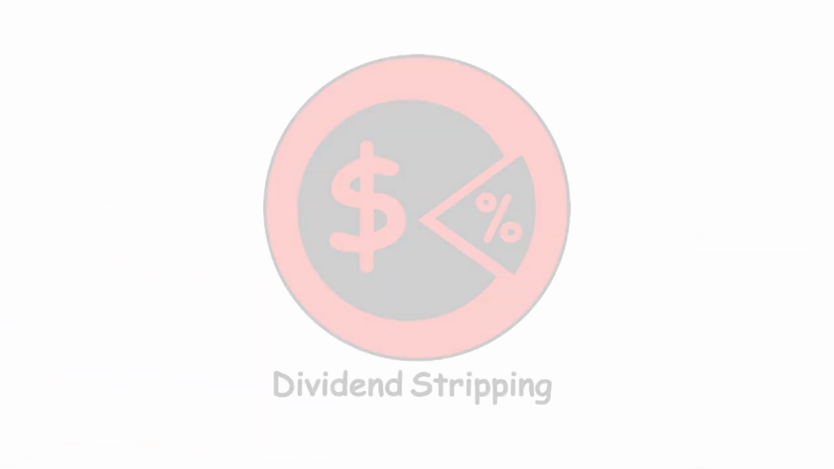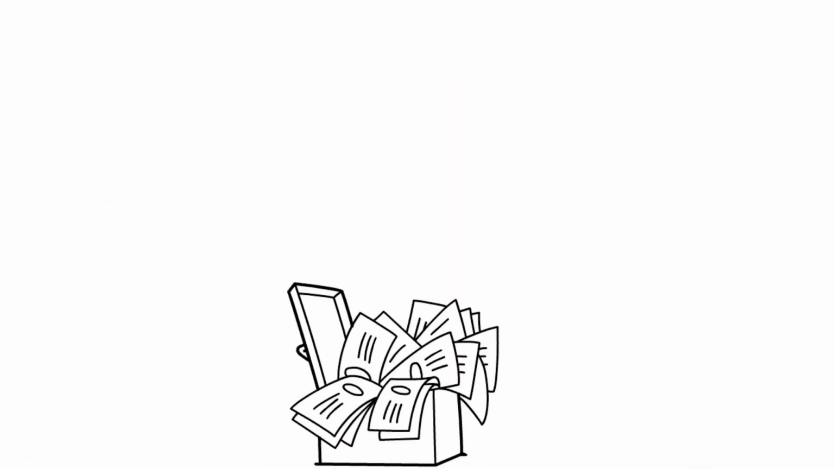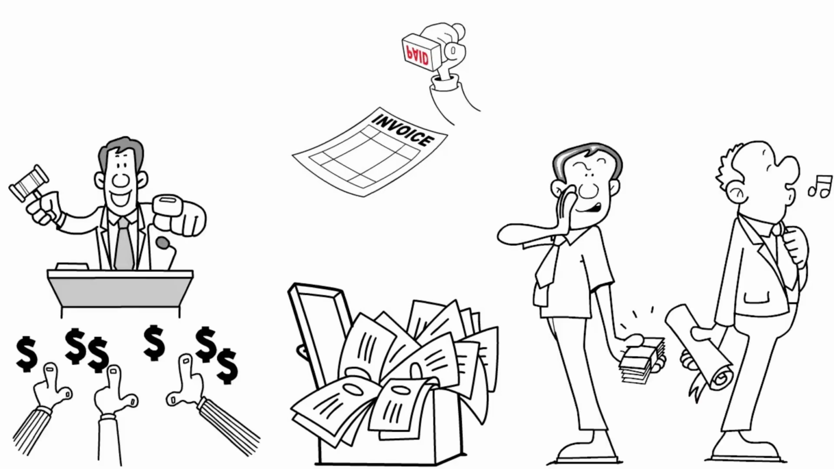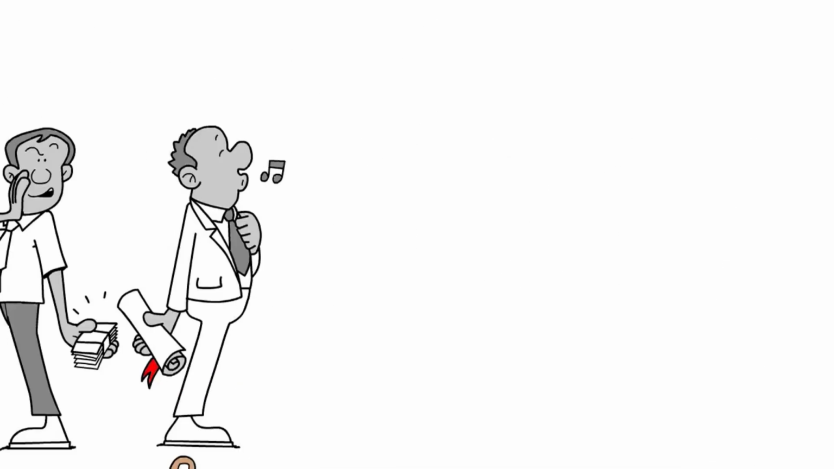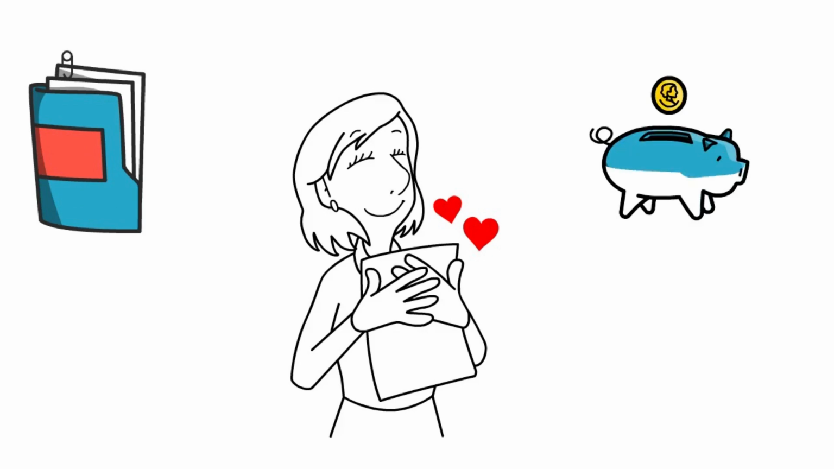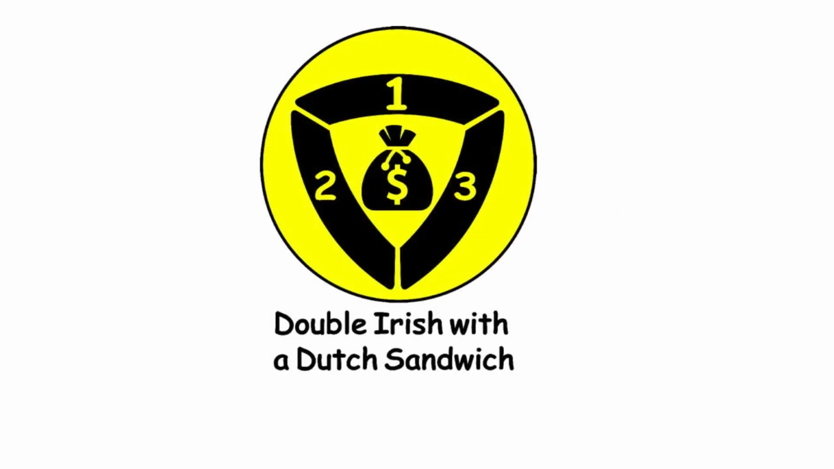Dividend stripping. Dividend stripping involves buying shares just before a dividend is paid, collecting the dividend, and then selling the shares shortly afterward. This strategy is used to exploit tax laws that offer favorable treatment for dividends, resulting in tax savings for investors.